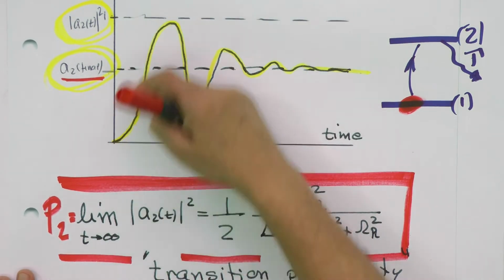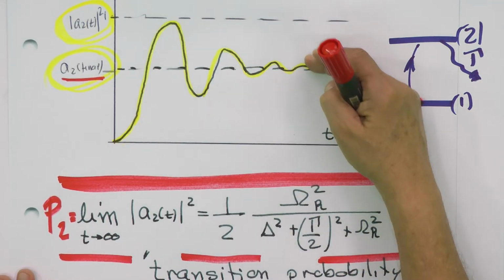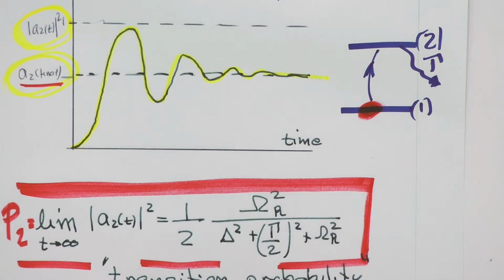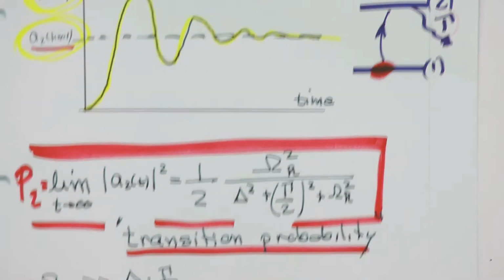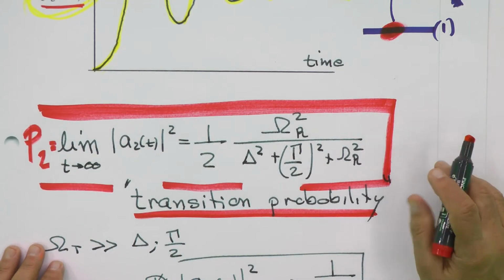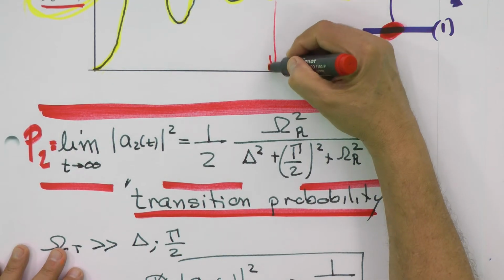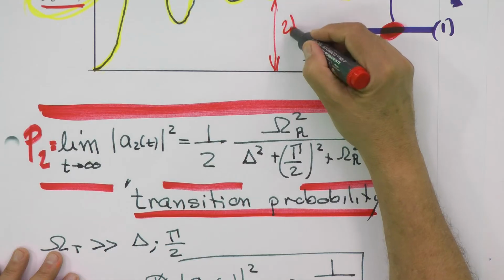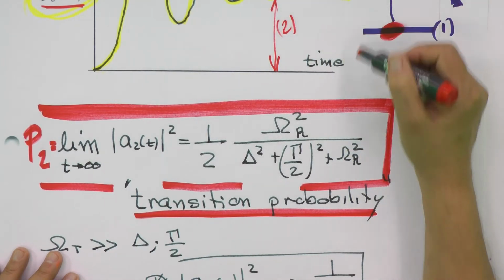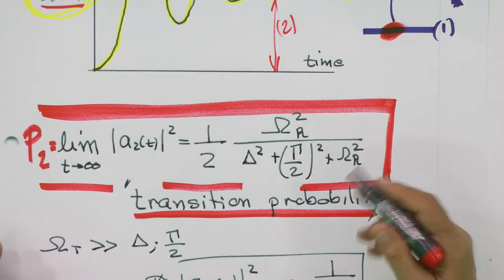So the system oscillates as before, but then the dissipation introduced by the spontaneous emission makes the oscillation die out, and the system reaches a final probability to be in state 2, and of course state 1. This is the probability to be in state 2. 1 minus this quantity is the probability to be in state 1. You can calculate.